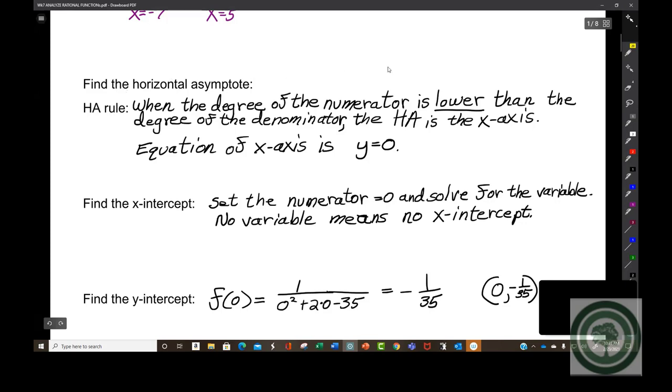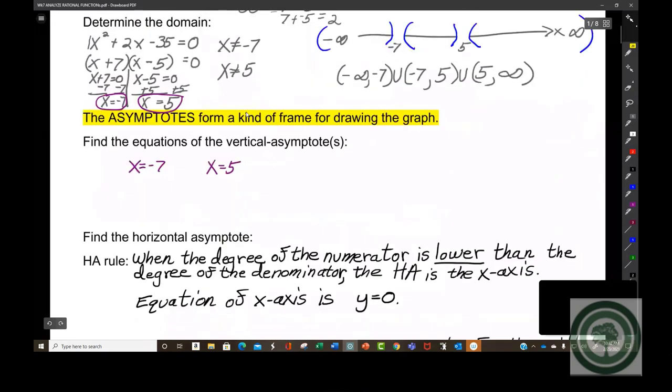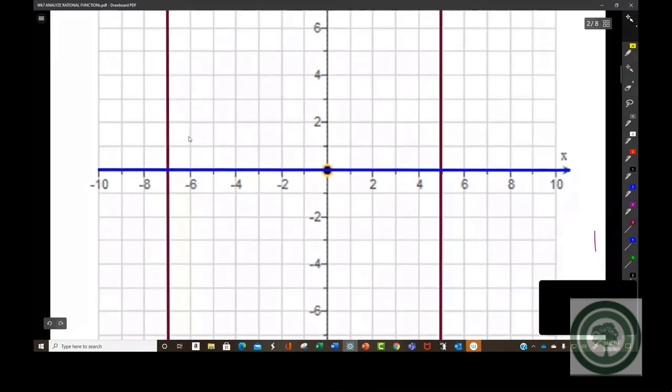Then we found the horizontal asymptote, which is a line that the graph gets closer and closer to, way out on the left and the right sides. There are two rules governing that, and we met one last time. We'll call it the first rule, but they're not numbered. The degree of the top is zero, the degree of the denominator is two, and when the degree of the numerator is lower than the degree of the denominator, your horizontal asymptote is y equals zero, which is the x-axis. And we drew those here.